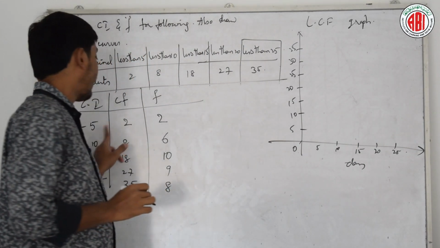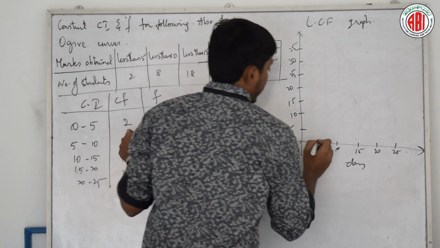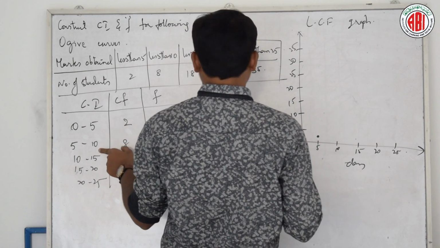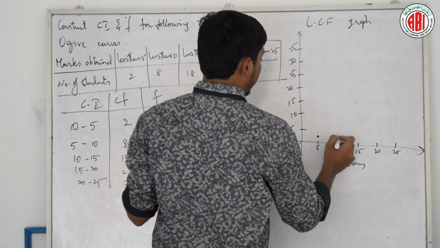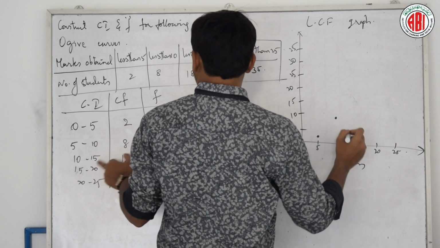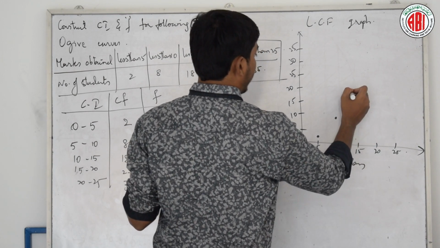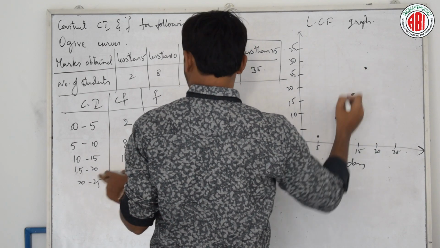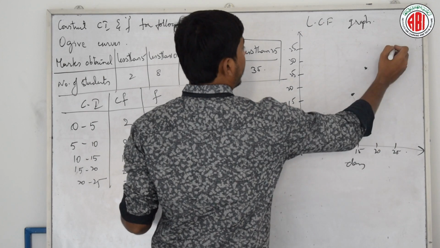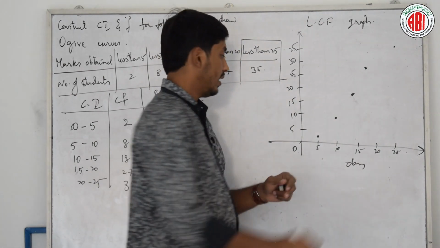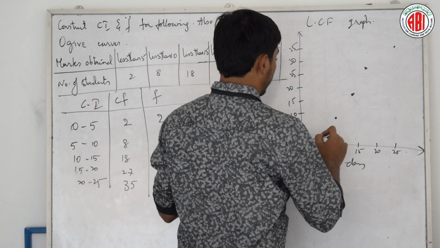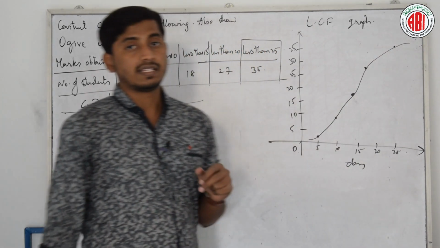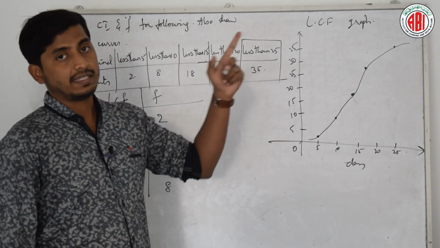Now first point is 5 comma 2. Here it is 5, here it is 2, somewhere a point here. After that 10 comma 8, 10, here it is 8. 15 comma 18, 15 is here, 18 is here. 20 comma 27, 20 is here, 27 is here. 25 comma 35. Okay, just start from here with a free hand. Don't use a scale. This is the less than cumulative frequency graph.